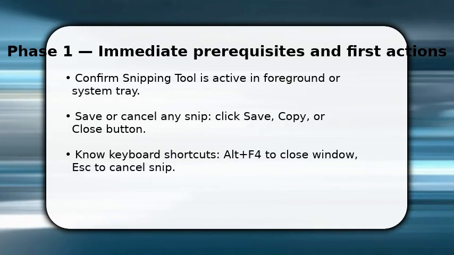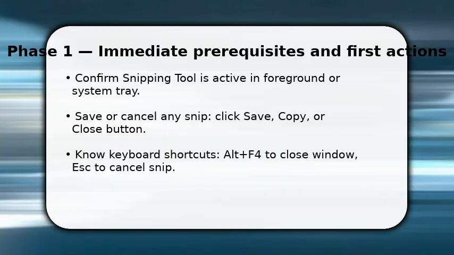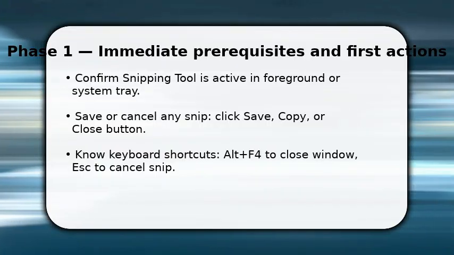If the app is responsive, use Alt plus F4 to close it instantly. This tells Windows to terminate the window. If you started a new snip, pressing S cancels it and returns you to the normal desktop.